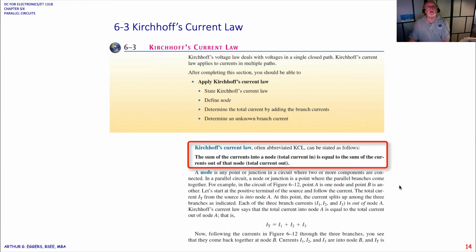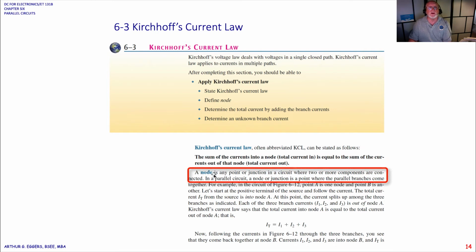Kirchhoff's current law. We learned Kirchhoff's voltage law and how we use that to determine that the sum of all of the drops has to equal that of the sources. Kirchhoff's current law, often abbreviated as KCL, is often stated as the sum of the currents into a node, the total current in, is equal to the sum of the currents out of the node, the total current out. So what's a node? Well, a node is any point or junction in a circuit where 2 or more components are connected.